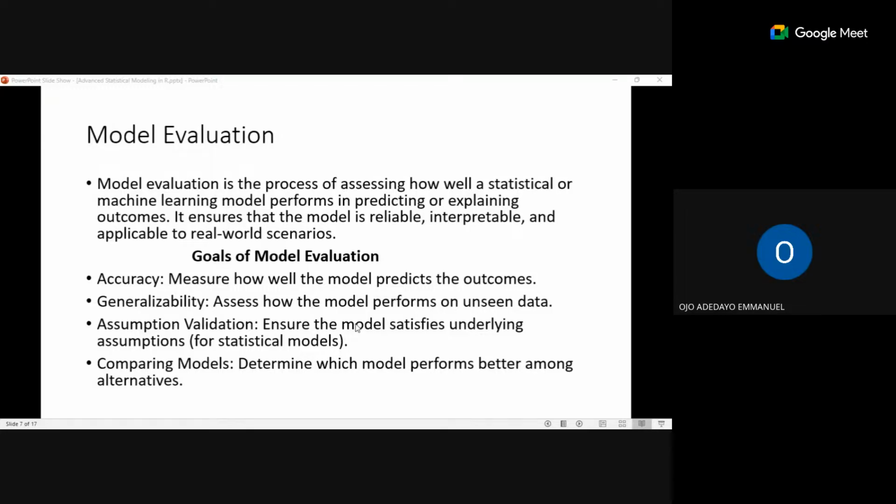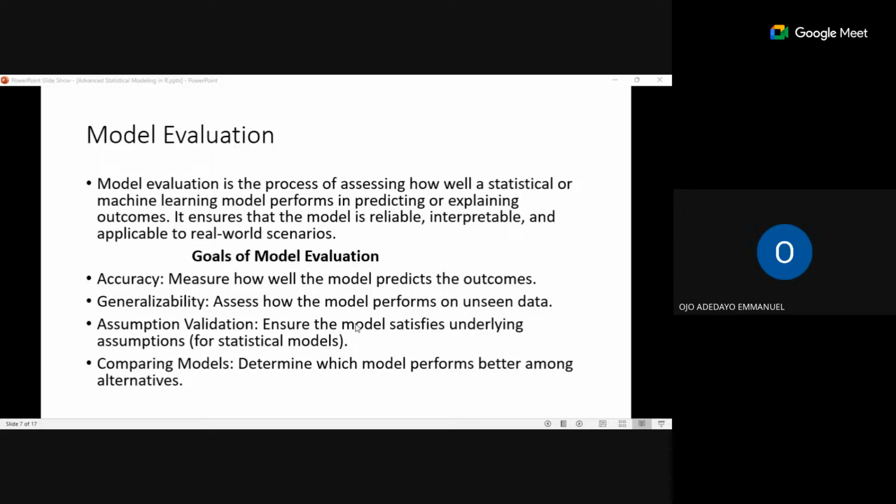Then there is assumption validation. We normally use model evaluation to check whether you violate some assumptions. There are a lot of assumptions; every model has its own assumptions. Once the assumption of a particular model is violated, that means the level of precision will be low, the accuracy will not be achieved, and the level of robustness of that model will not be achieved. So it is very, very important to do model evaluation.